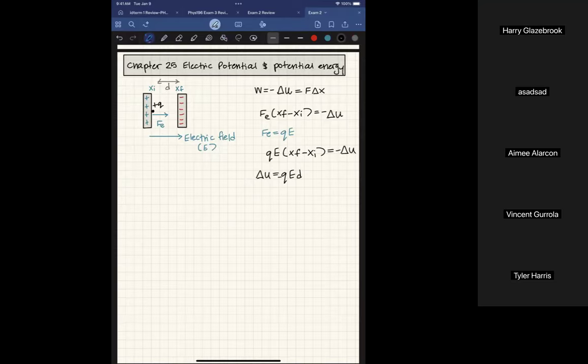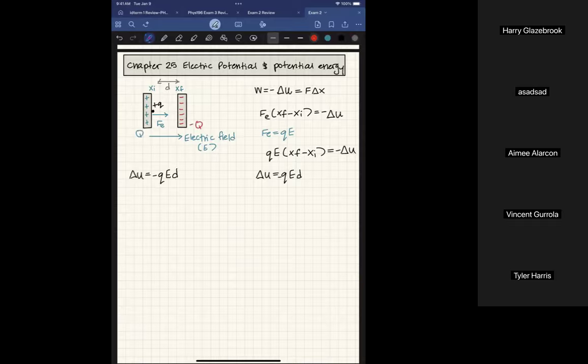So what we just proved here is that for a capacitor, which is two equal and opposite plates, so this is positive Q, this is negative Q, the electric potential energy or change in electric potential energy is equal to negative Q times the electric field between the two plates times the displacement between the two plates.